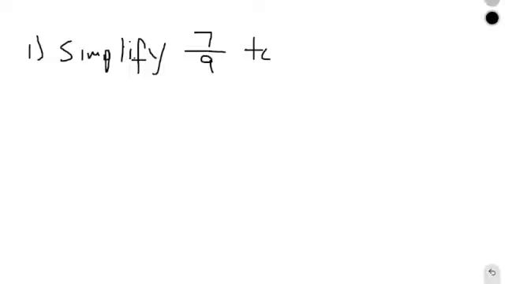Okay, and just to recap, usually we need to simplify after we've added fractions together, subtracted fractions together, or just simply when the question asks us to simplify a fraction to its lowest term. Okay, so let's just say we see a question, simplify 7 over 9 to its lowest terms.